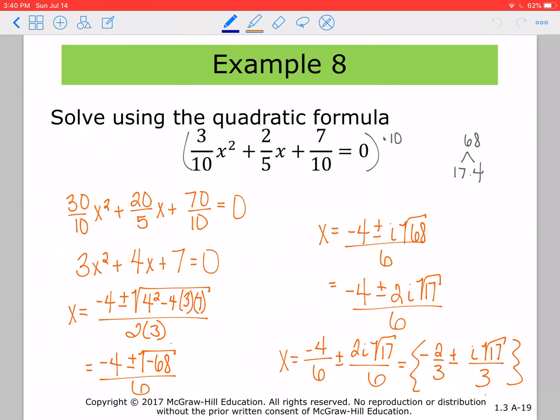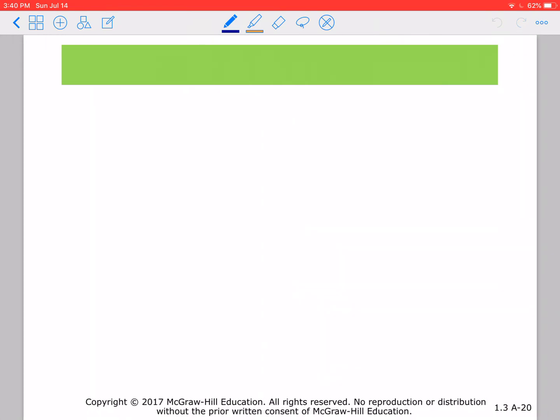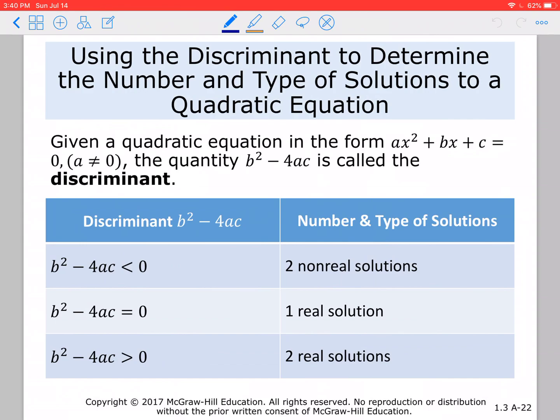Again, if that number underneath the square root, b squared minus 4ac, which we call the discriminant, is negative, then we have two non-real solutions, or two imaginary solutions. If b squared minus 4ac is positive, then we have two real solutions. And what if the number under the square root is 0? Well, then we don't have a root or anything. It actually probably factored. We end up with one real solution because you don't have anything to plus or minus there.